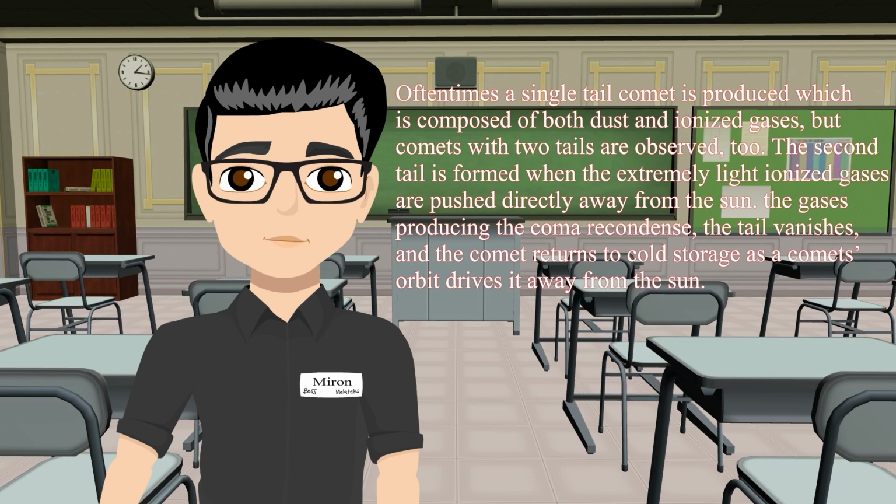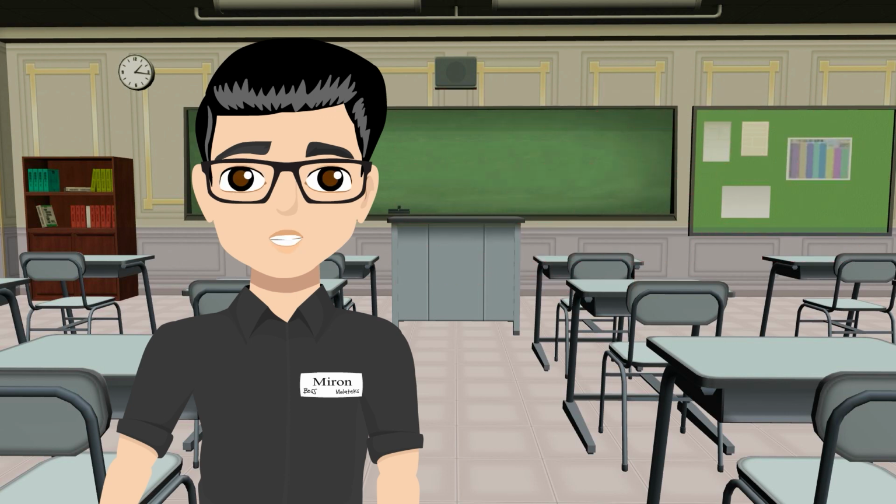These gases producing the coma recondense. The tail vanishes and the comet returns to cold storage. As a comet's orbit drives it away from the sun, the objects that were blown from the coma to produce the tail disappear. The inactive comet, which looks like an asteroid, sustains its orbit without a coma or tail. When all the gases are removed, scientists believe that few comets continue to be active for more than a few hundred close orbits of the sun. The most famous comet, Halley's Comet, discovered by Edmund Halley in 1682, revolves around the sun once every 76 years. And this comet came near the Earth last in 1986. When will it come back?